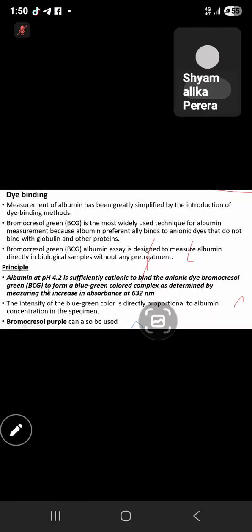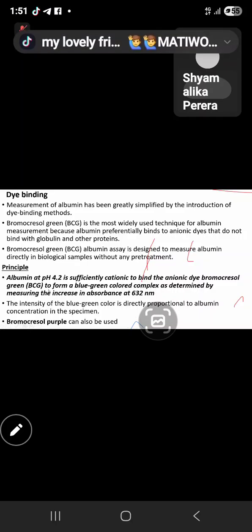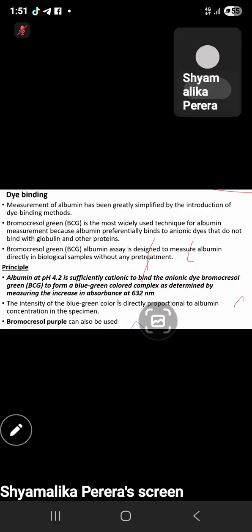So that means initially your dye has a certain amount of absorbance, but once the dye combines with this albumin molecule, that absorbance peak gets shifted. Based on that shifted amount, you can correlate with the albumin level. So you can measure the absorbance change at 632 nanometers. The intensity of this blue-green color is directly proportional to the albumin concentration in your sample.